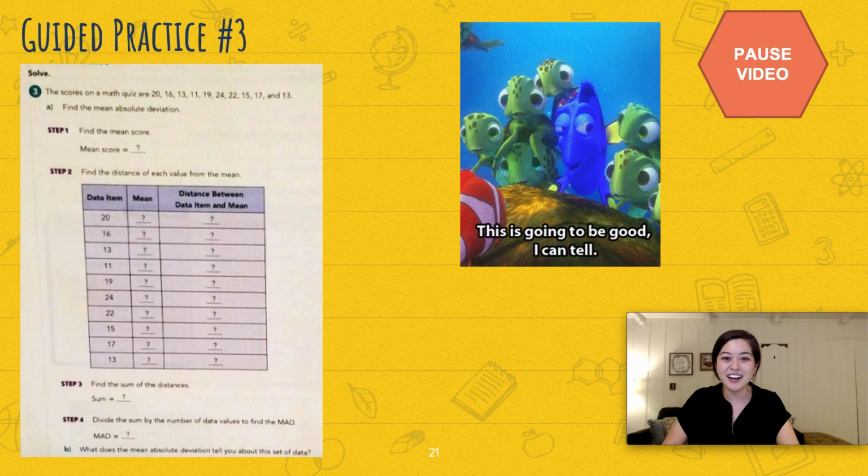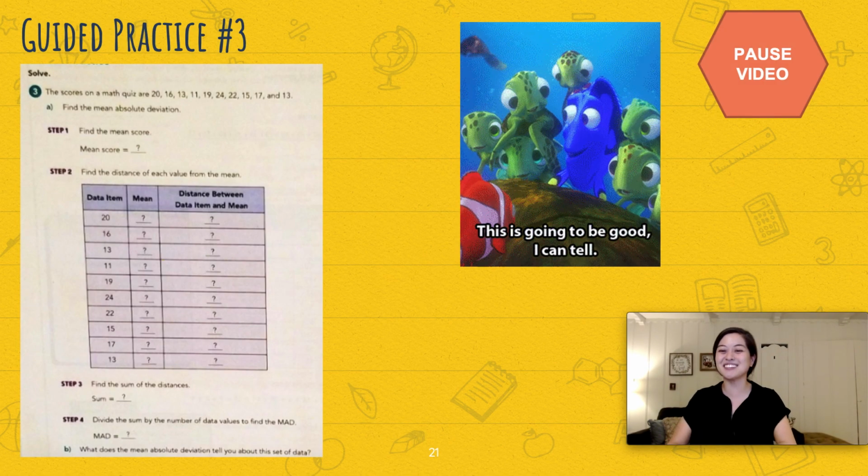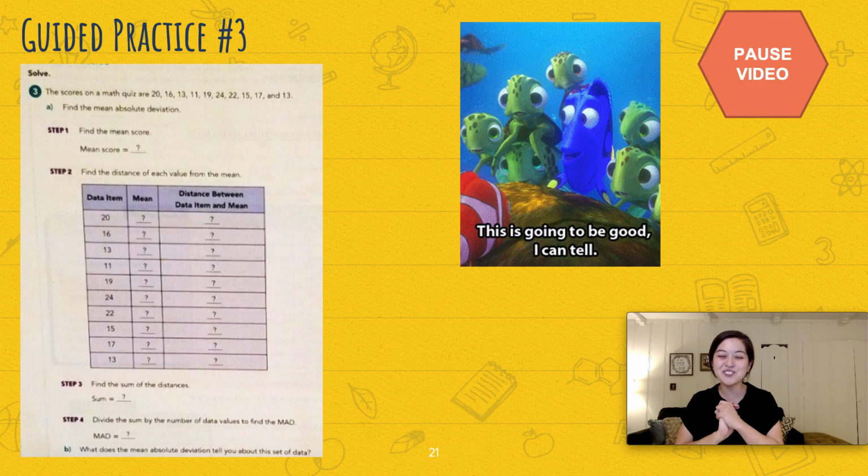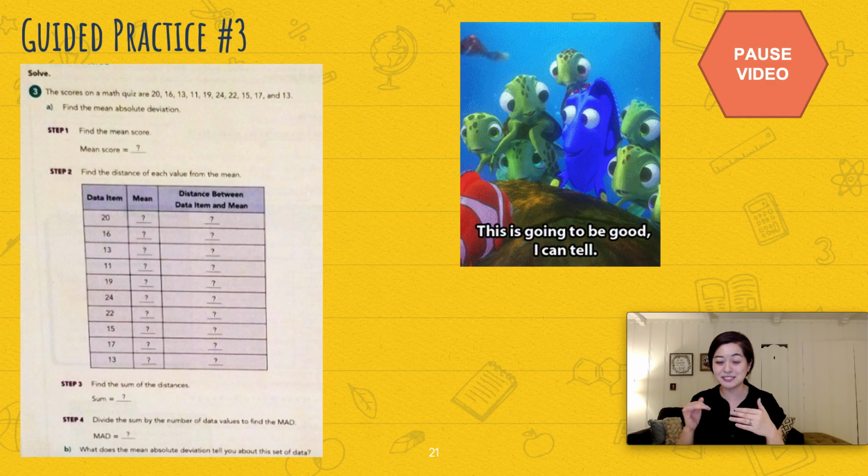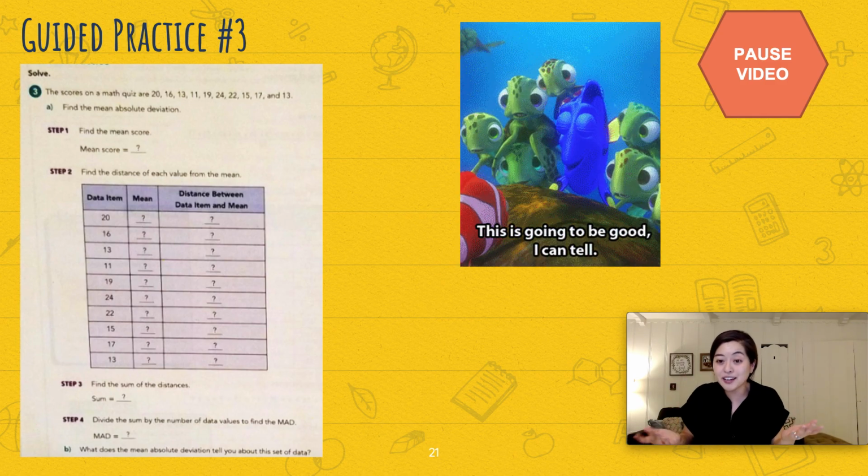So, yeah, it's your turn now. Try your best, and luckily the steps are laid out for you, so just follow the steps. And let's see what you get when you're ready.